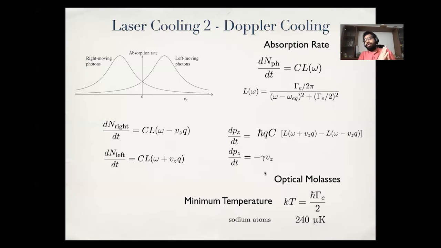How small can I make my momentum? So if I take a momentum distribution, which is basically P squared average is of the order of kT. So the width of my momentum distribution is kT.